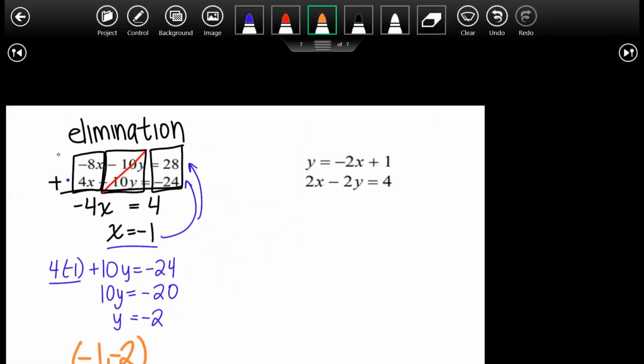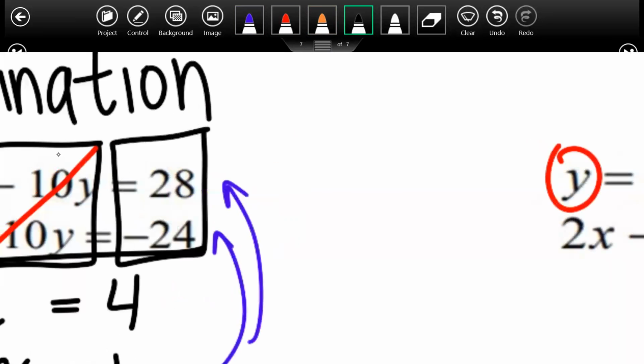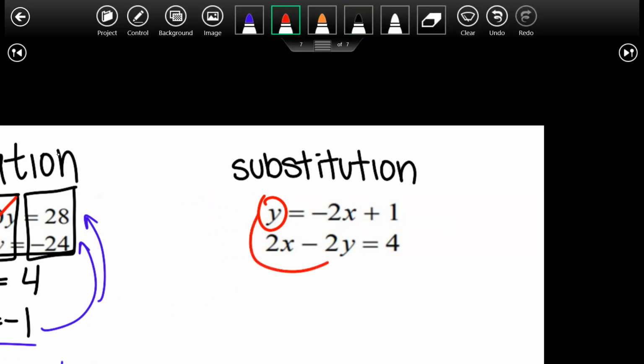The next one, are they all stacked? No, they're not stacked. Do we have an isolated variable? What do we use? Substitution. We're going to take the one on the top and plug it into the one on the bottom. Does that make sense?